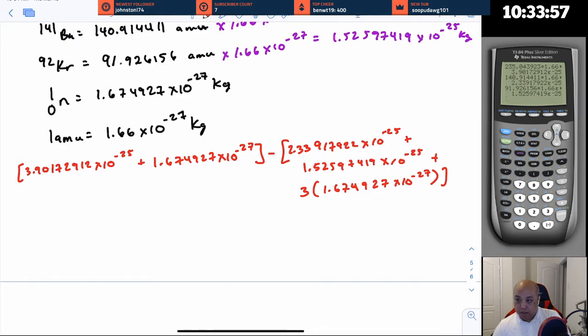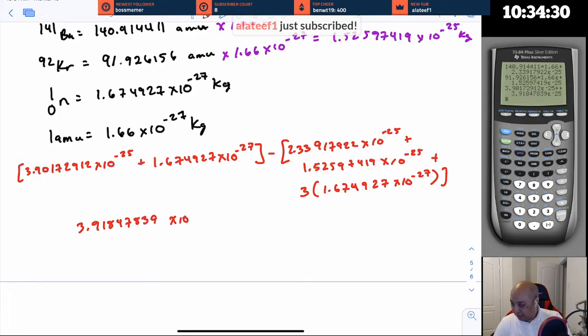So now I've got to see if I can... this plus, enter, plus 1.674927. So this side is 3.91847839.